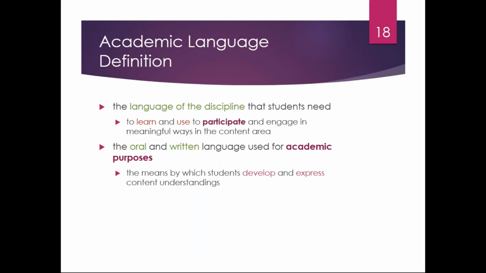Okay, so academic language may sound like a term that you're unfamiliar with, but it's really not. Academic language is the language of the discipline. That's the content that you're teaching, that students need to participate and engage in meaningful ways in the content area. So what words are they using? How are they able to discuss this content? It's by using oral and written language. So academic language is the means by which students develop and express content understandings.